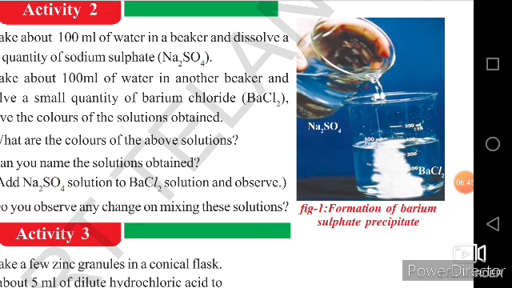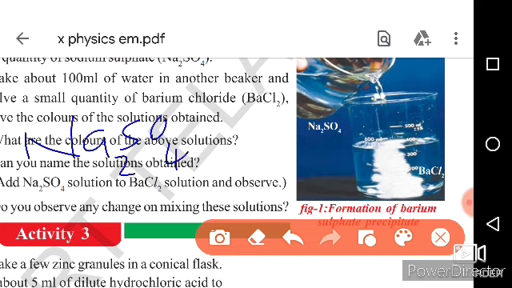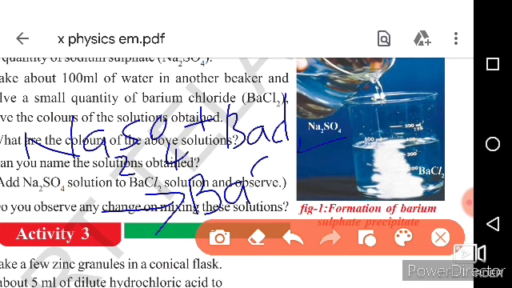The reaction will be Na2SO4 plus BaCl2 gives BaSO4 plus NaCl. This is barium sulfate PPT, this white PPT.